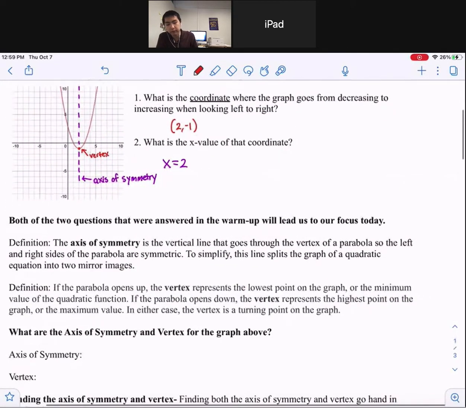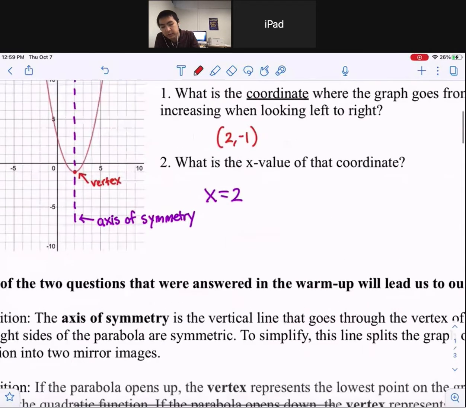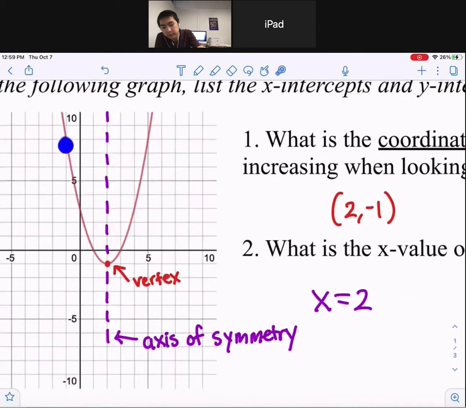Definition: if the parabola opens up, the vertex represents the lowest point of the graph or the minimum value of the quadratic function. If the parabola opens down, the vertex represents the highest point on the graph or the maximum value. In either case, the vertex is a turning point on the graph. That also makes sense because, as you guys can see, when the graph changes from decreasing to increasing, the spot or location on where it changes is at the vertex.